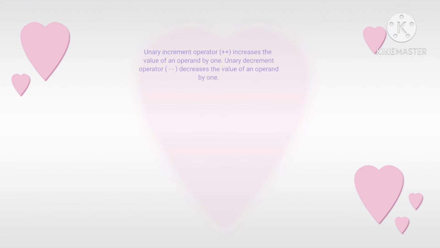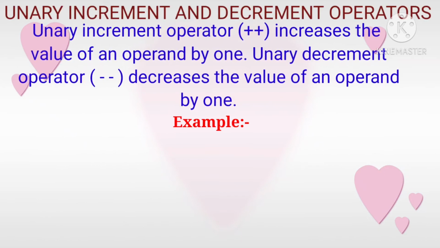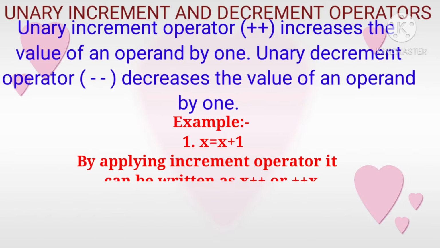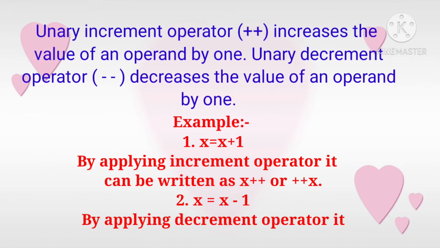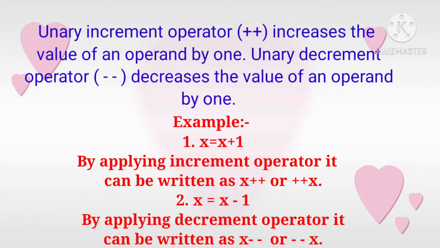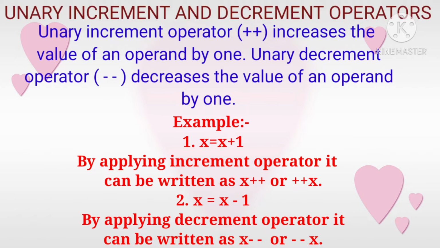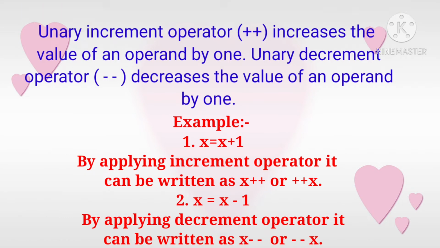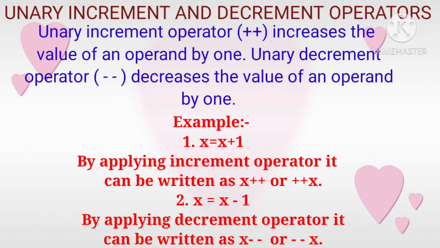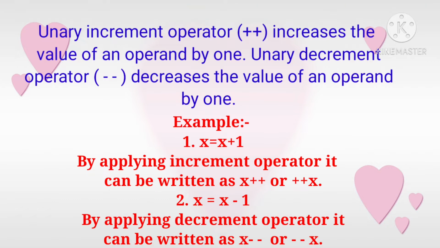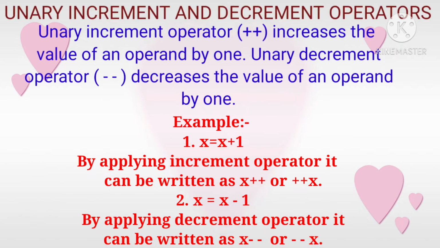Unary increment and decrement operator. The unary increment operator plus plus increases the value of an operand by 1, and the unary decrement operator minus minus decreases the value of the operand by 1. For example, x equal to x plus 1, by applying the increment operator, can be written as x plus plus or plus plus x. x equal to x minus 1, by applying the decrement operator, can be written as x minus minus or minus minus x.